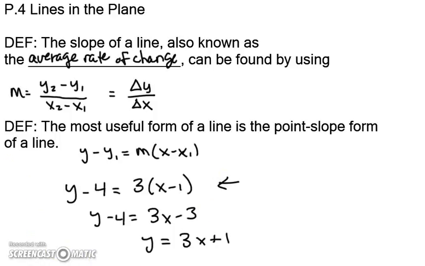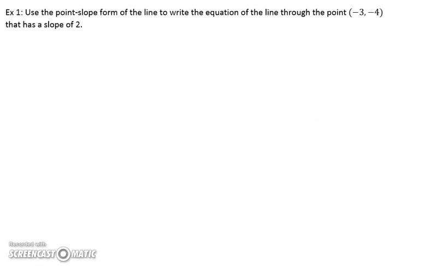So let's look at an example, make sure we know what we're doing, know how to get it into point-slope form. Use the point-slope form of a line to write an equation of the line through the point (-4, -3), and has a slope of 2. So we know that this is going to be x1, this is going to be y1, and here is our slope. There's our slope.